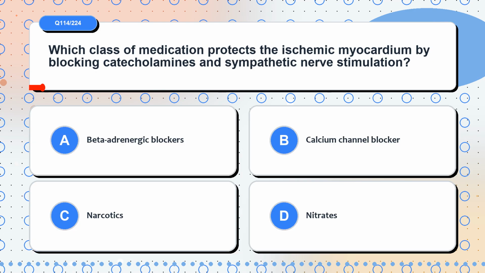Question 114. Which class of medication protects the ischemic myocardium by blocking catecholamines and sympathetic nerve stimulation? Here are the options. Option A. Beta-adrenergic blockers. Option B. Calcium channel blocker. Option C. Narcotics. Option D. Nitrates.